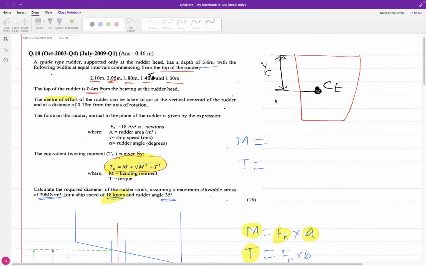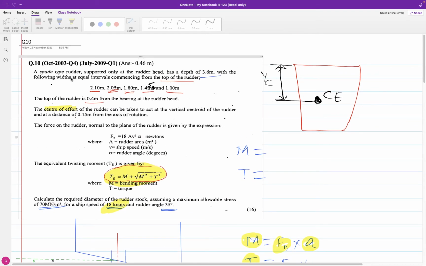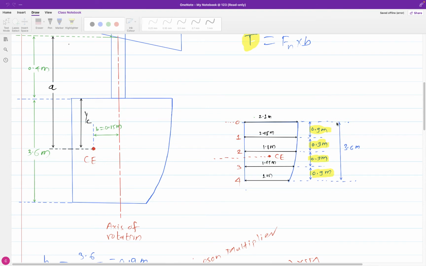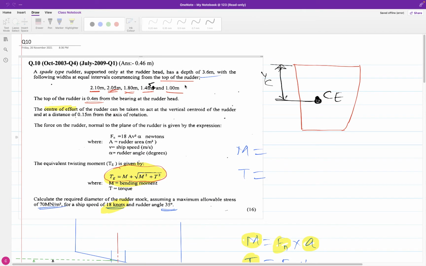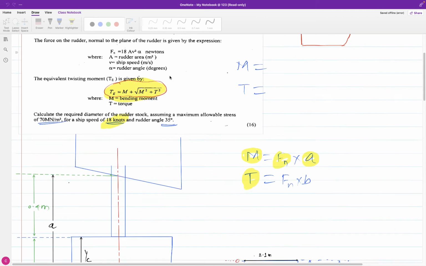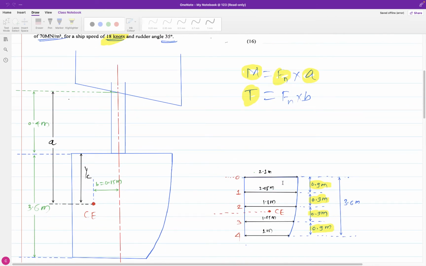If you read the question, what they said: a spade type rudder supported only at the rudder head has a depth. Total depth is how much? You got the meaning of total depth? From the top to the bottom, total depth is 3.6 meter, with the following widths at equal interval commencing from the top. Equal interval means from here to here, this distance will be 0.9, then 0.9, 0.9, 0.9. So that is the interval.